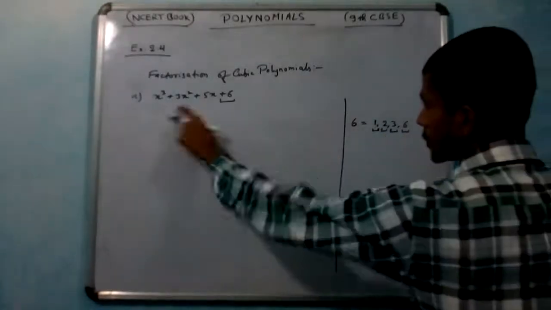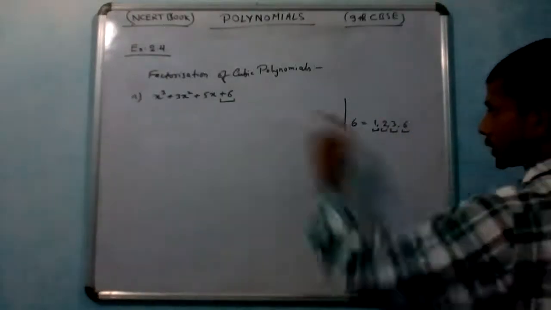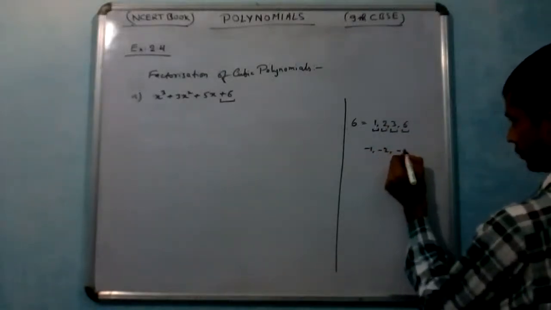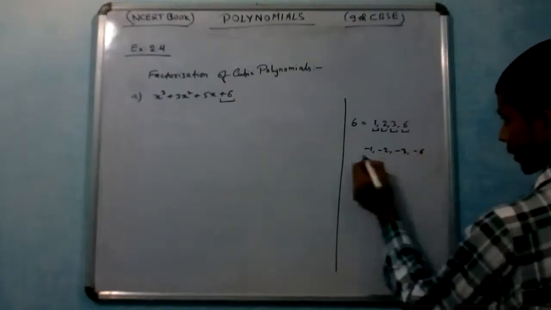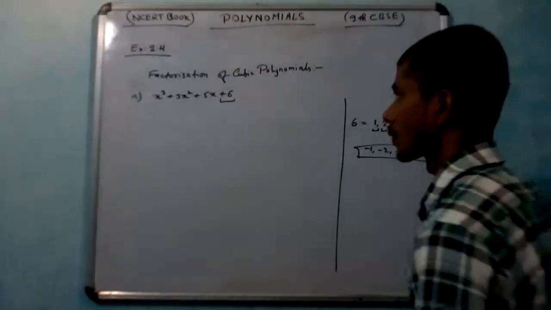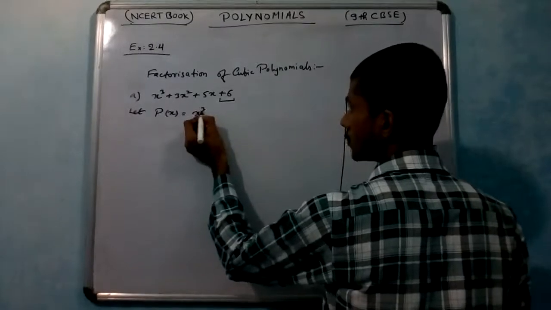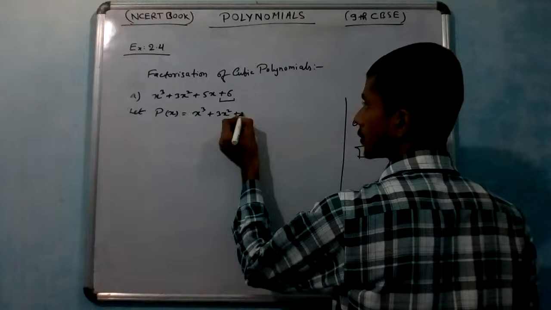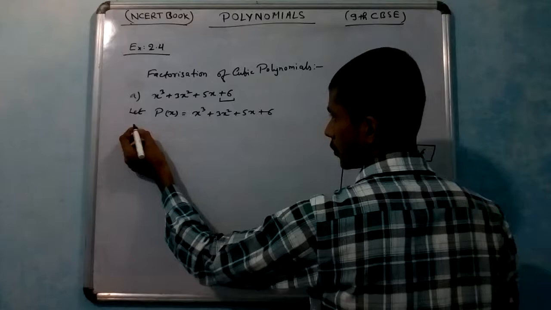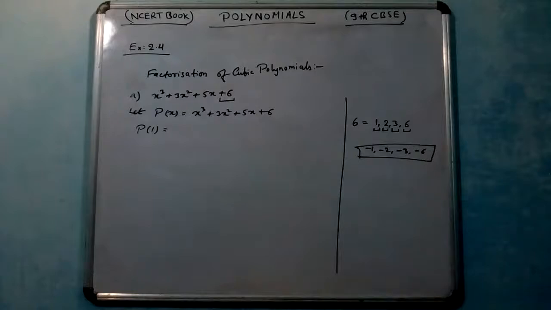Either we substitute 1 and check, hit and trial method. We'll substitute 2 and check, substitute 3 and check, substitute 6 and check. Even if it doesn't come, we will go for minus 1, minus 2, minus 3, minus 6. So let p(x) be x cube plus 3x square plus 5x plus 6. Now we will check by hit and trial method. P of 1 we will find and check whether it's coming 0 or not.